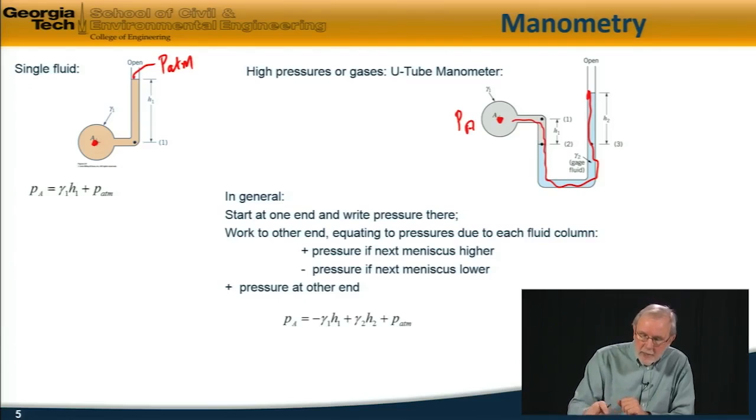So in this case, we write the pressure at the one end, PA, and then go from here to this meniscus.